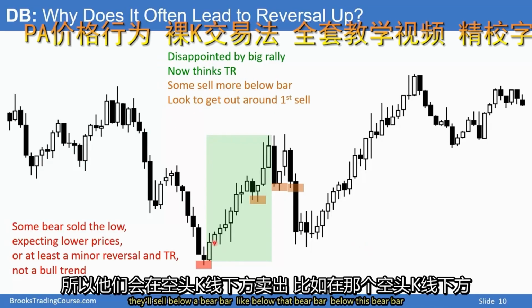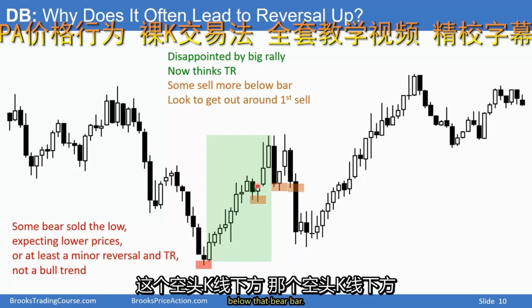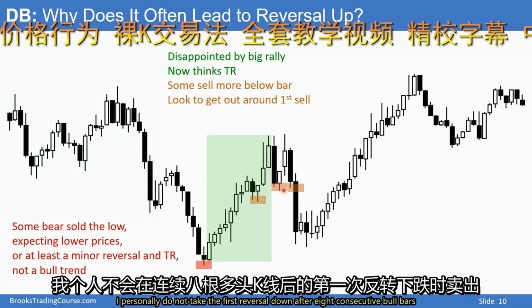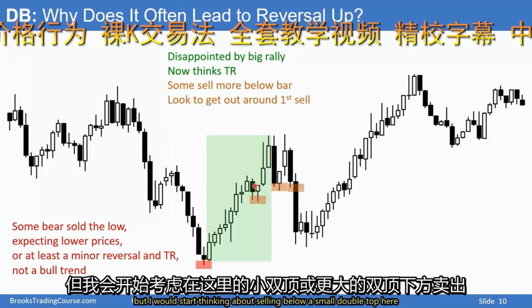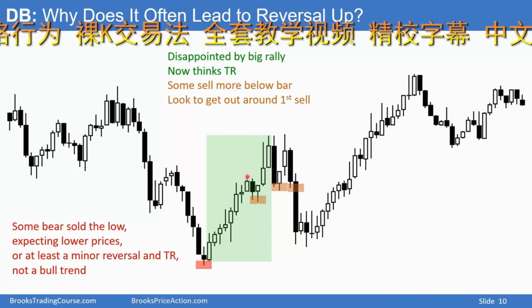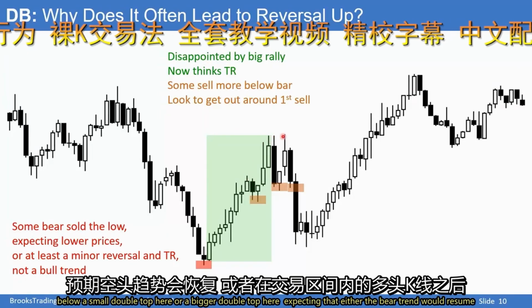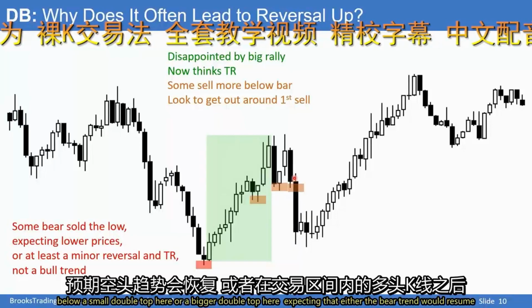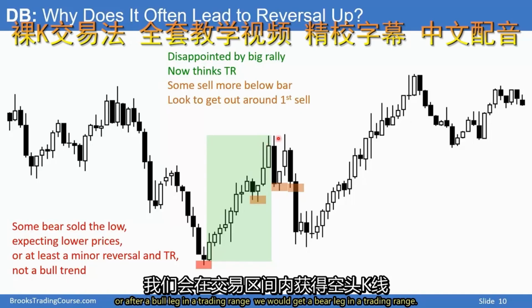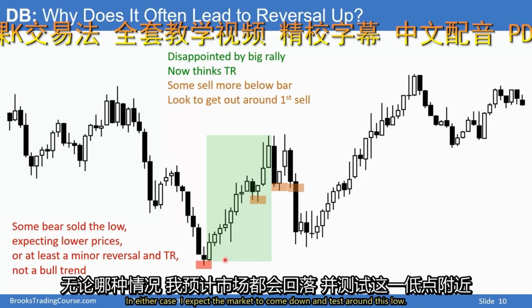Because the bears believe the first reversal up will be a bear flag or a bull leg in a trading range, they'll sell below a bear bar, like below that bear bar, below this bear bar, below that bear bar. I personally do not take the first reversal down after 8 consecutive bull bars, but I would start thinking about selling below a small double top here or a bigger double top here, expecting that either the bear trend would resume or after a bull leg and a trading range, we would get a bear leg and a trading range. In either case, I expect the market to come down and test around this low.